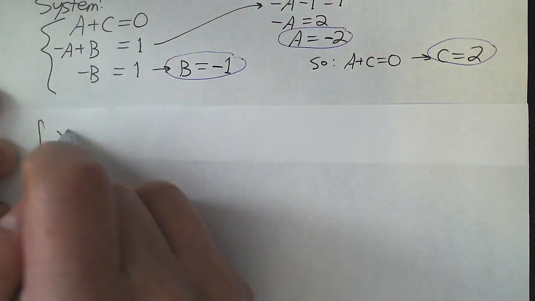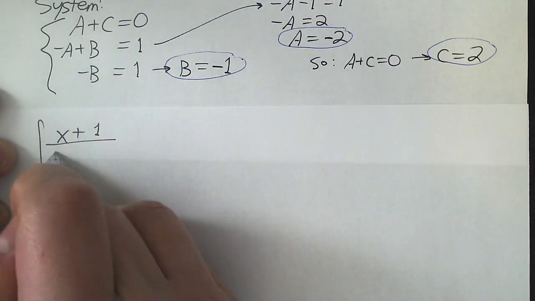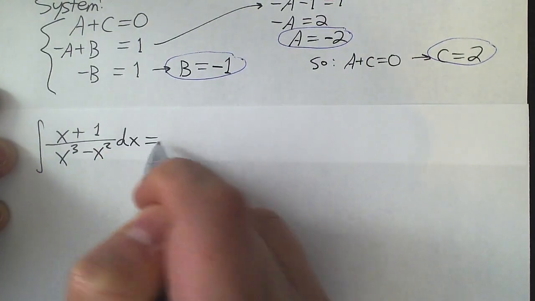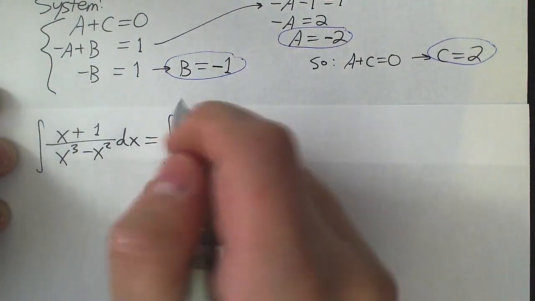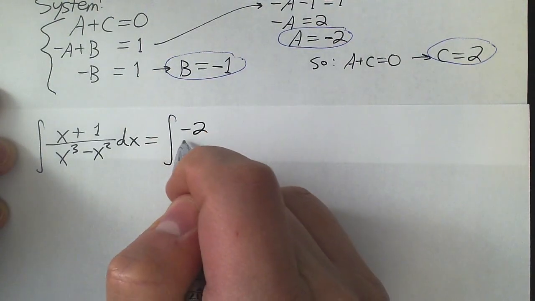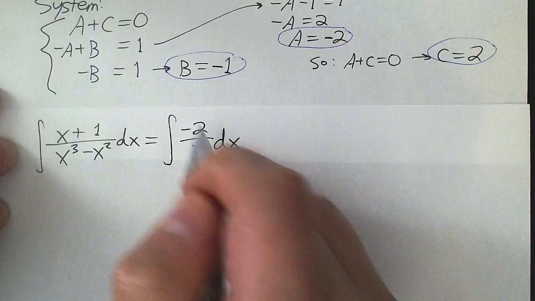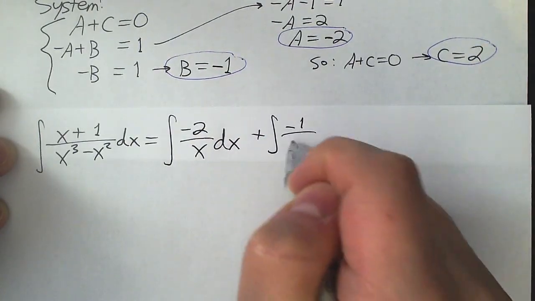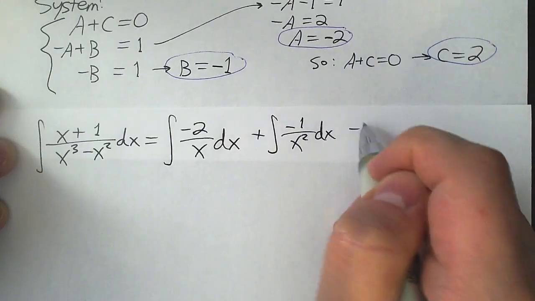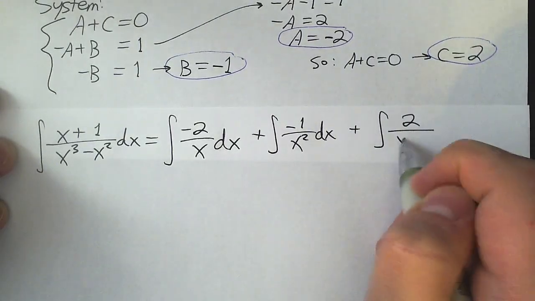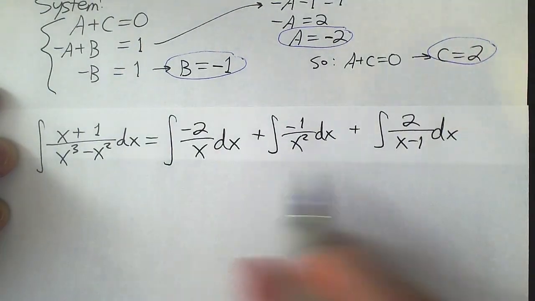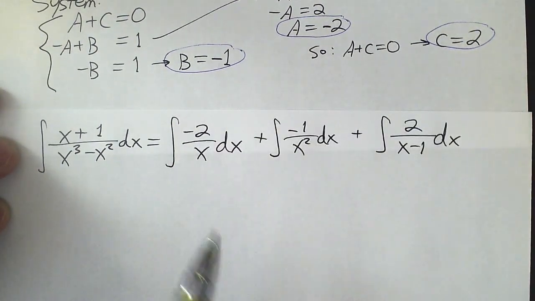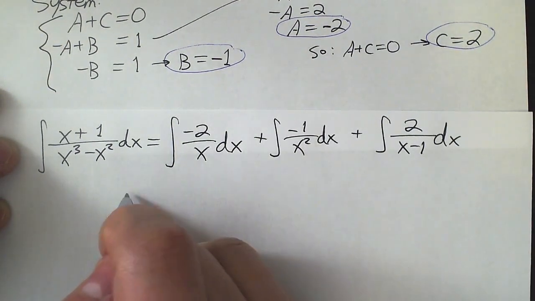All right, let's remember this was an integral problem, so what we just found is that this can be rewritten as -2 over x, minus 1 over x squared, plus 2 over x minus 1. And I've already split this up into the three pieces. You could write it as one big integral and then split it up like this if you want.